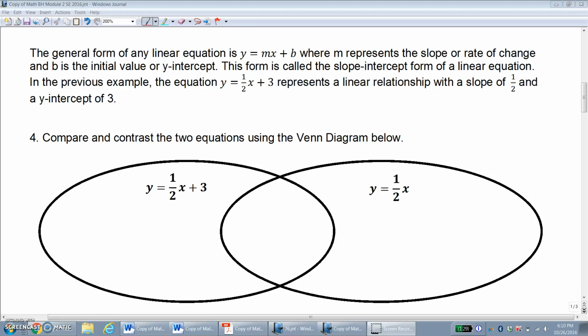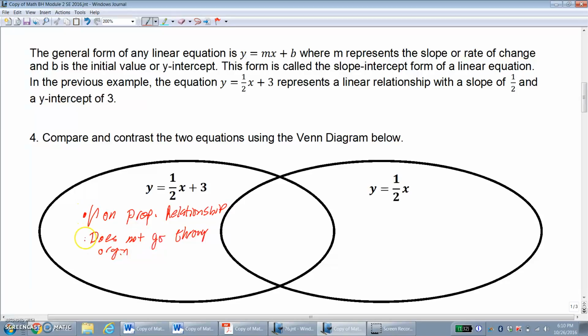So let's compare and contrast the two equations using the Venn diagram. First off, whenever you have a plus b, that's always going to be a non-proportional relationship. The graph does not go through the origin. And the equation is y equals mx plus b.